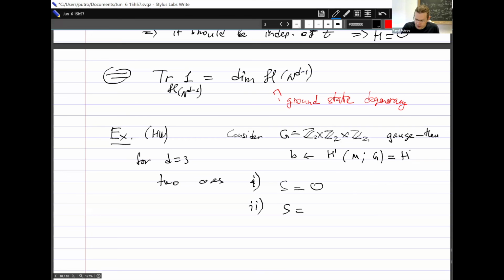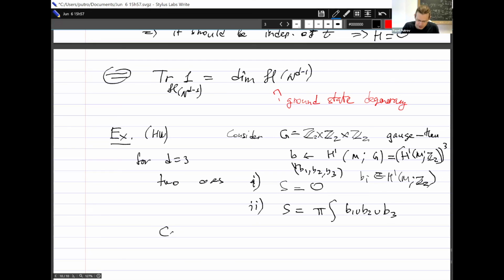So this B can be understood as H1(M, Z2) cubed, the three copies, so B can be understood as a triple B1, B2, B3, where each Bi is just a Z2 gauge field. Topologically, a Z2 cubed gauge field is a triple of Z2 gauge fields. And in the second case, we take S to be pi times the integral of B1 cup B2 cup B3. And the question is: in both these cases, calculate the ground state degeneracy on the 2-torus.